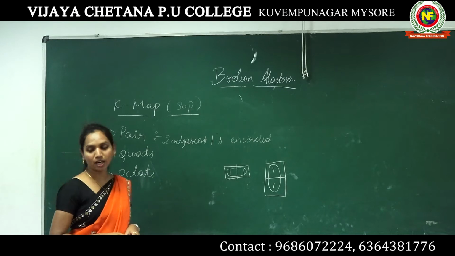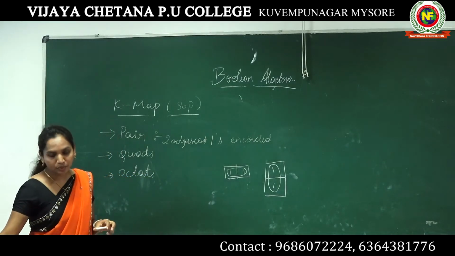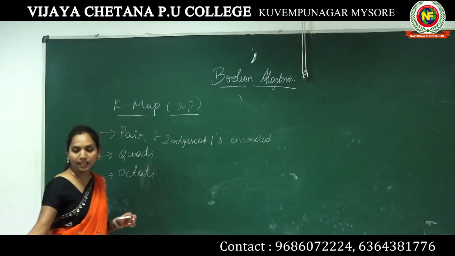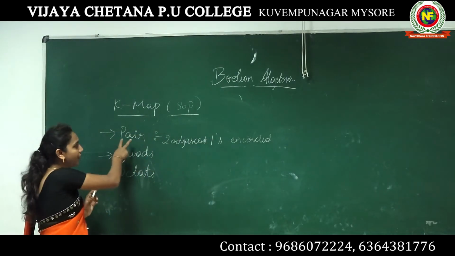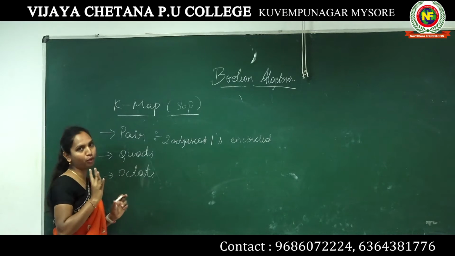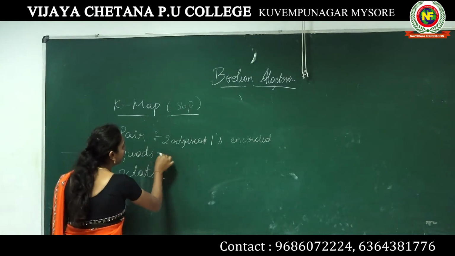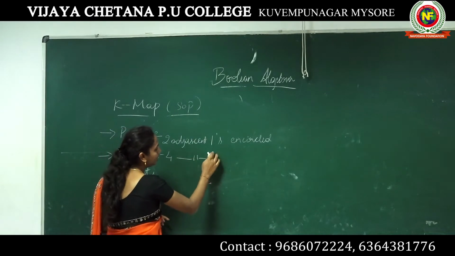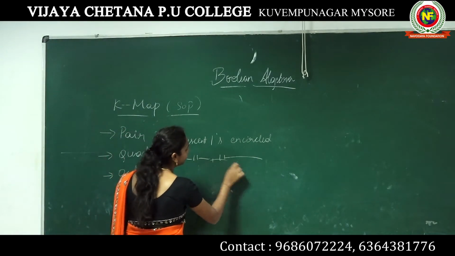Next is quads. So what do quads mean? 4 adjacent ones. In a pair there are 2 adjacent ones, a quad has 4. So 4 means quad: 4 adjacent ones encircled.